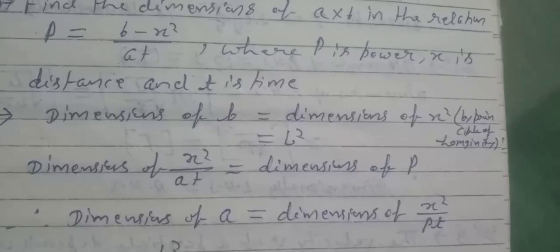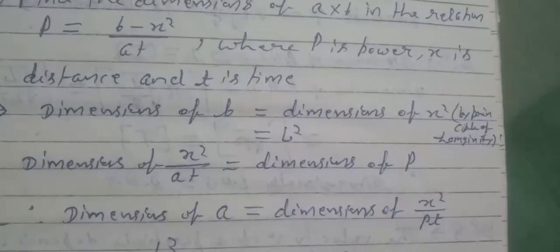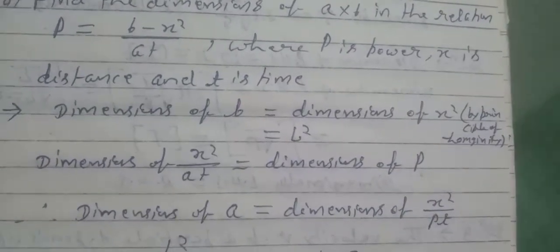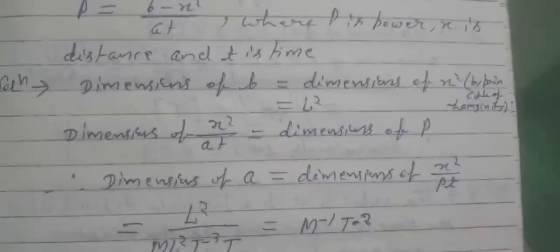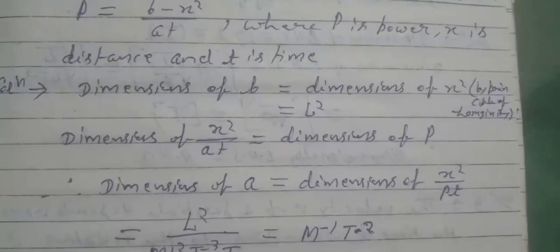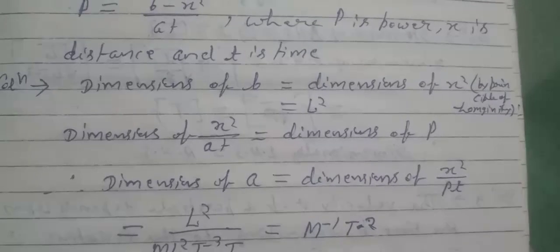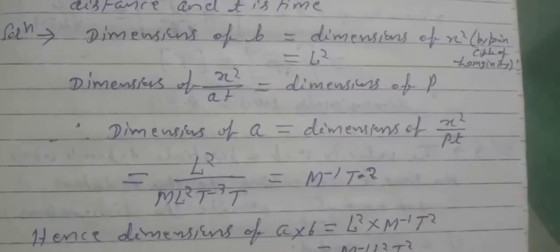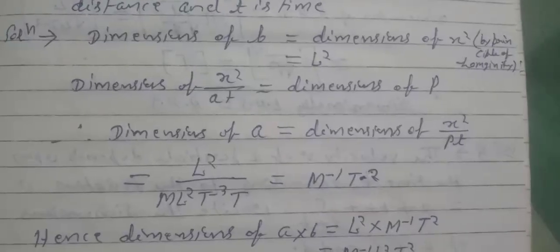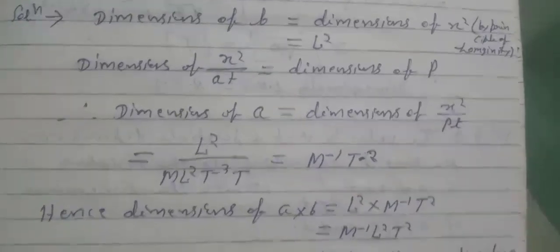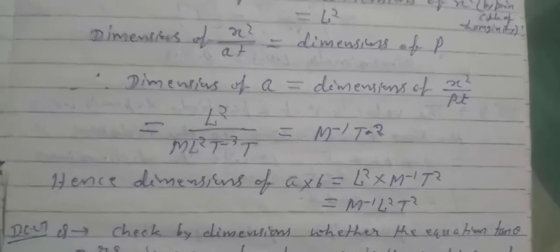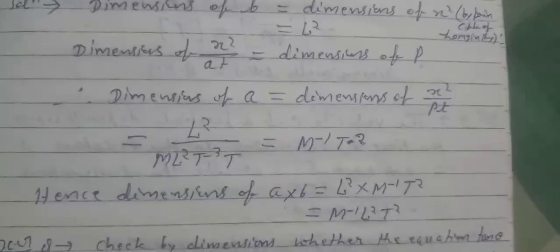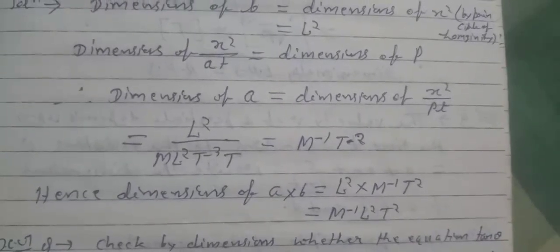Dimension of x square by AT equals dimension of P, and dimension of A equals dimension of x square by PT, which equals L square by ML²T⁻³ into T M⁻¹T⁻². Hence dimension of A into B is L² M⁻¹ T² M⁻¹ L² T².